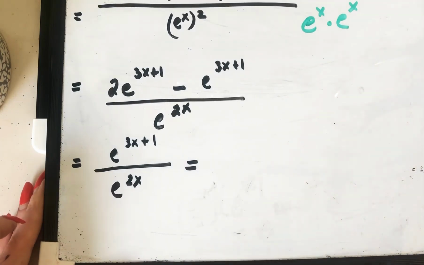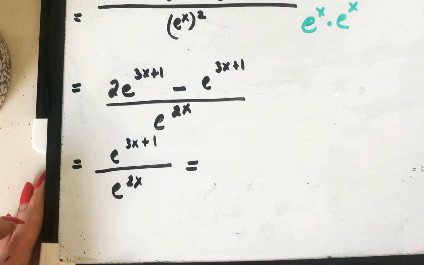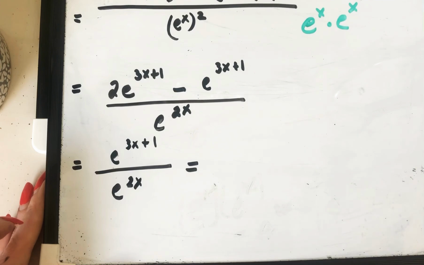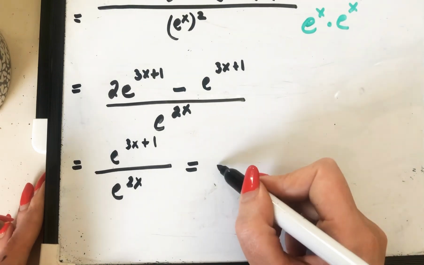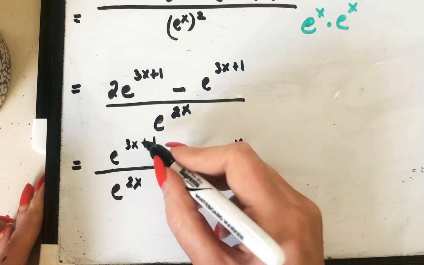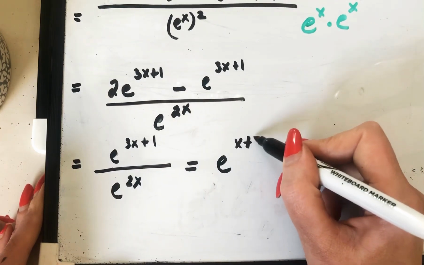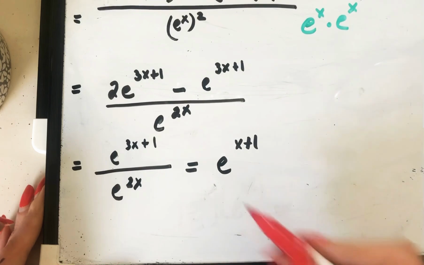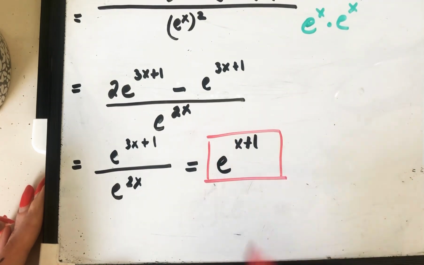Now we're nearly done. So next of all, we're dividing our powers. So when we divide our powers, it means we take them away. So we keep our e and we take away 2x from 3x to give us x. And of course, we're left with a plus 1 as well. So there we have it. Our answer is e to the power of x plus 1.